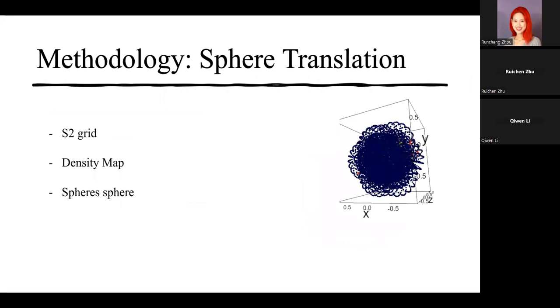When we get the S2 grid, we can also combine it with the density map we created to get spheres, basically just multiple spheres in a sphere. We do this just for boosting the accuracy of the model.